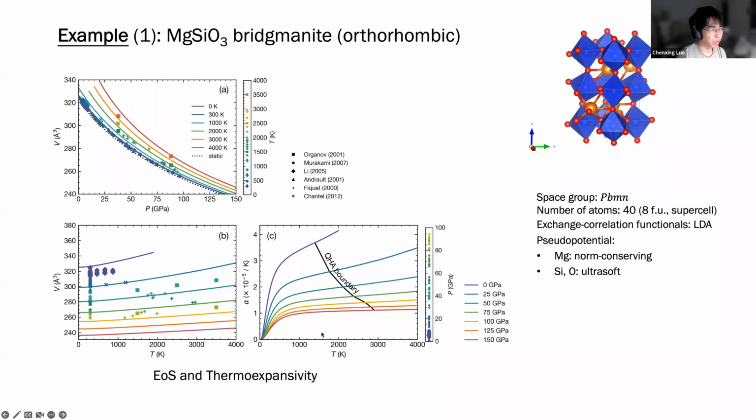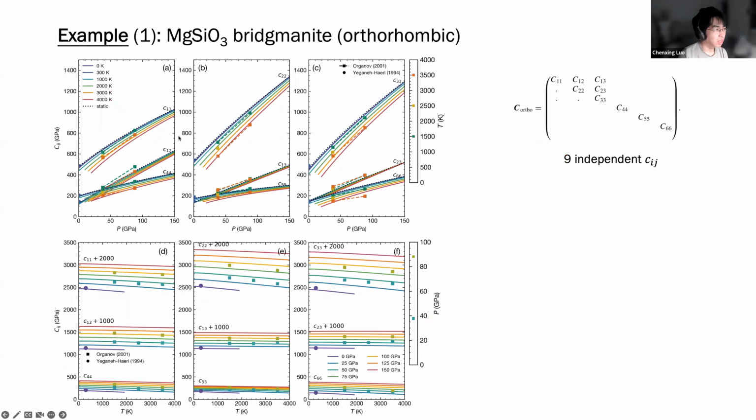So after that, you're able to run the code and obtain C11 to C66 as a function of pressure and temperature, and compare with this, which is also a molecular dynamics calculation. But you can see they are in quite good agreement, which shows that this approximation works well, even if we simplify it a lot.